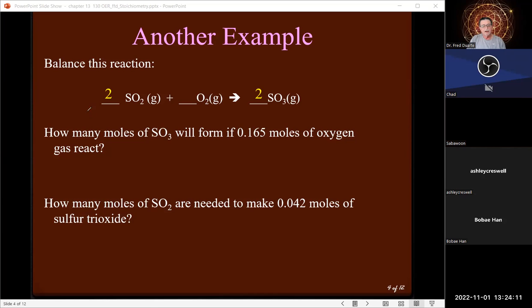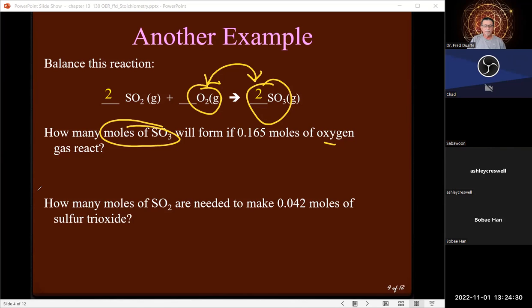Now the question is, how many moles of sulfur trioxide will form if we have 0.165 moles of oxygen? So what we're looking at is the relationship between oxygen and sulfur trioxide. Okay, and so I write it down so it kind of tells me what I'm doing in moles.